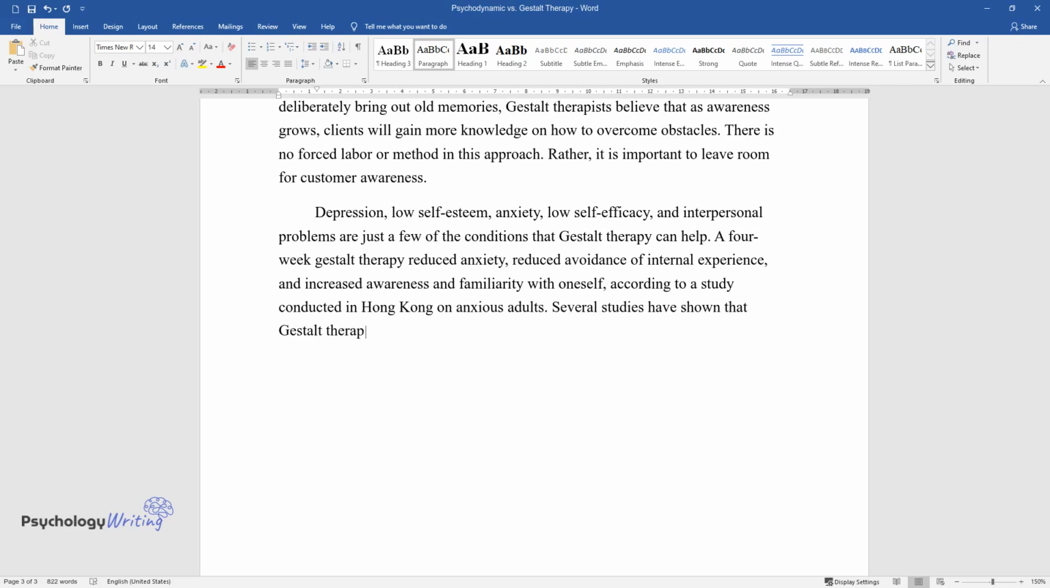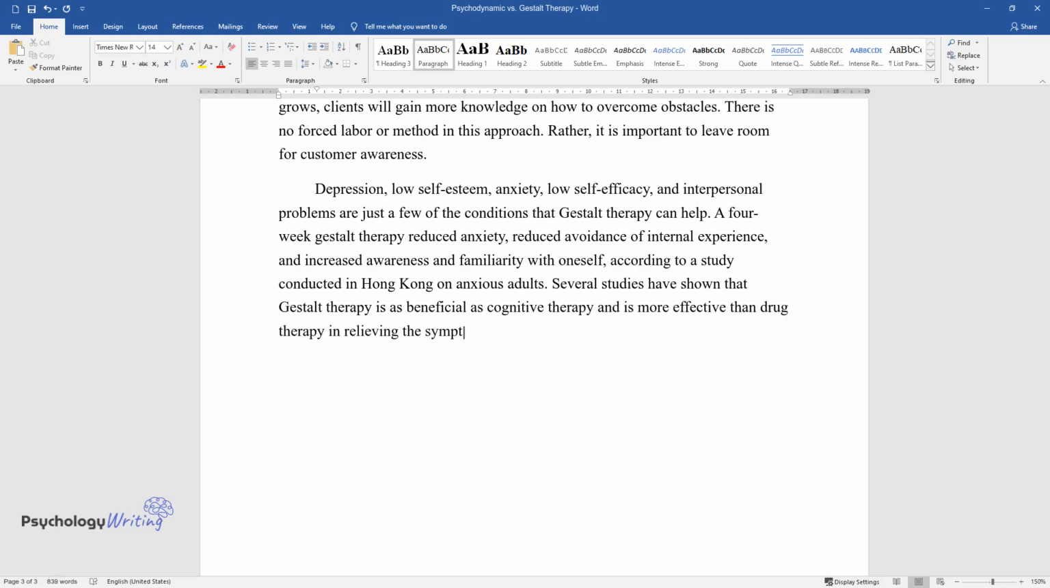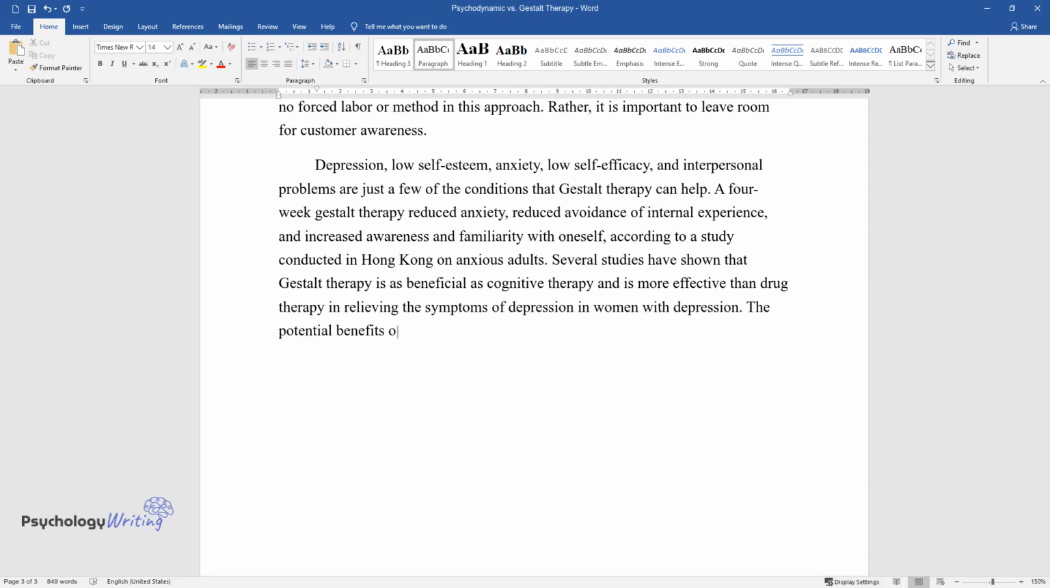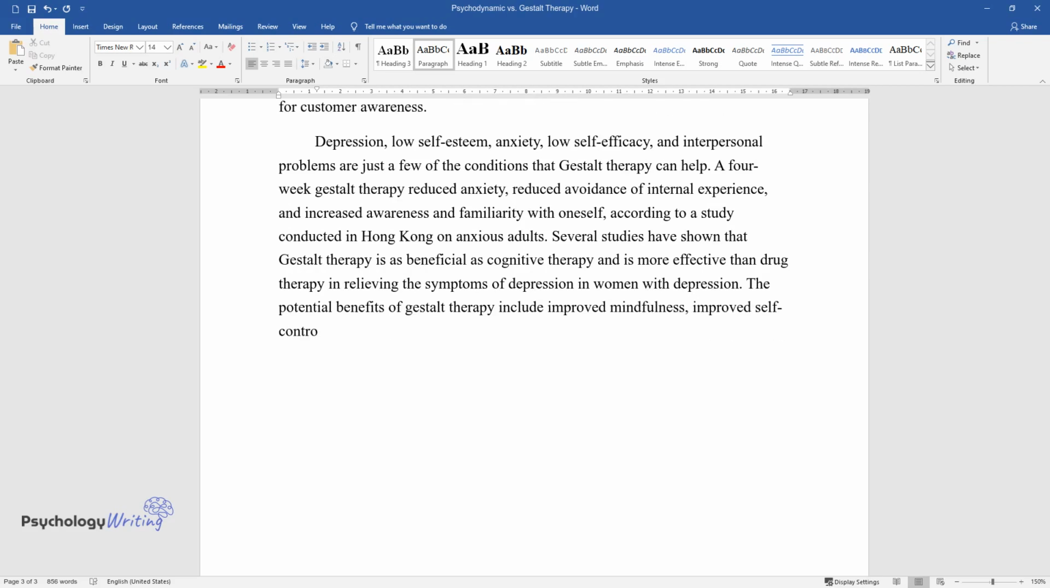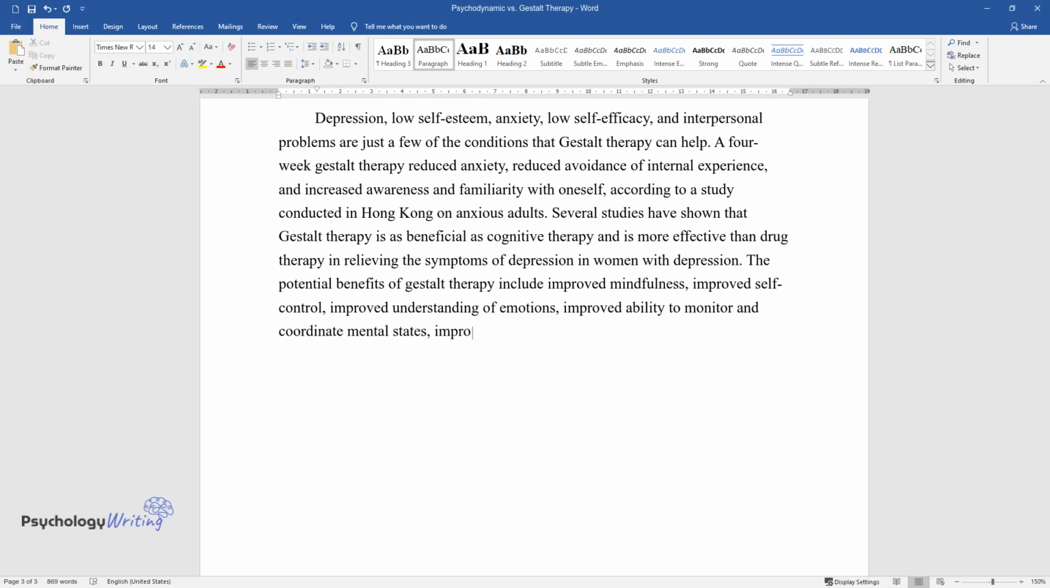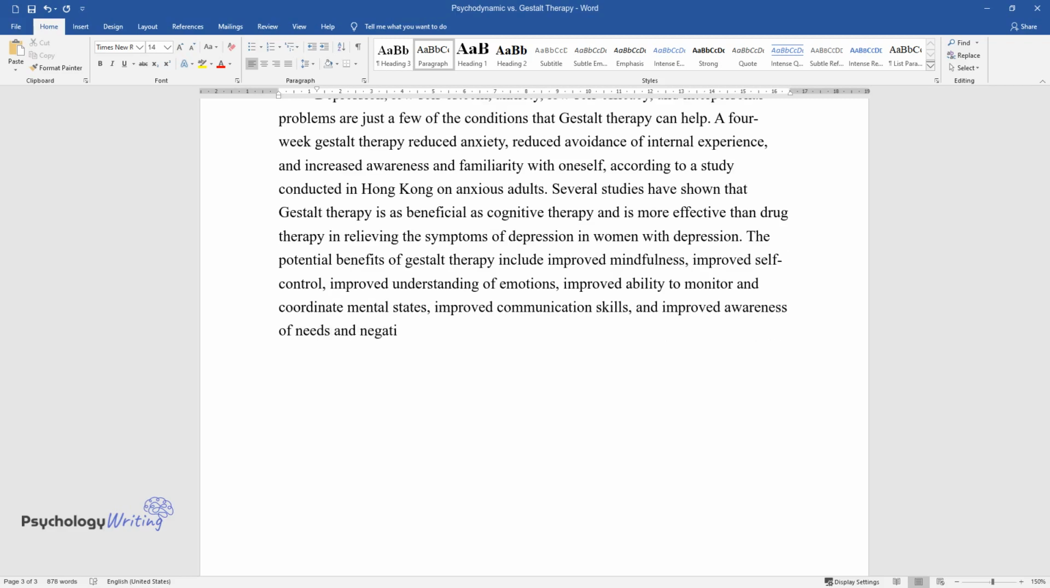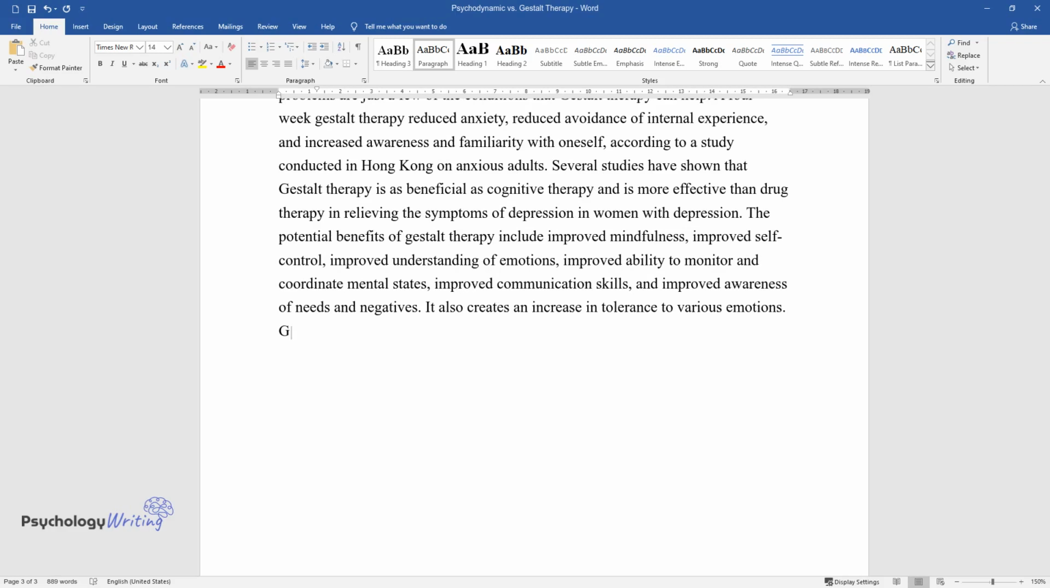Several studies have shown that Gestalt therapy is as beneficial as cognitive therapy and is more effective than drug therapy in relieving the symptoms of depression in women with depression. The potential benefits of Gestalt therapy include improved mindfulness, improved self-control, improved understanding of emotions, improved ability to monitor and coordinate mental states, improved communication skills, and improved awareness of needs and negatives. It also creates an increase in tolerance to various emotions.